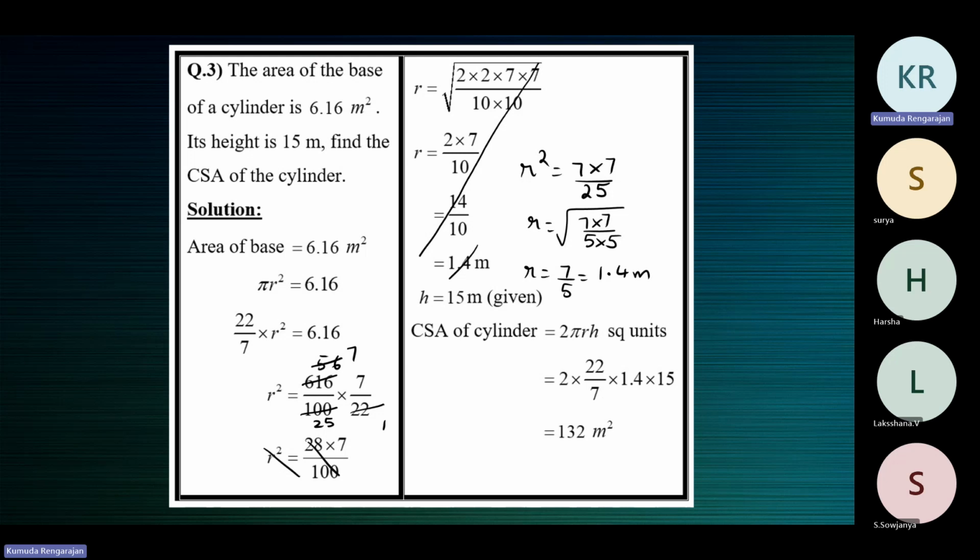Area of the base is 6.16 meters square. That information is given to help you find the radius of the cylinder. So you find the radius, height is given. CSA is 2 pi RH. Substitute the values of R and H and calculate.